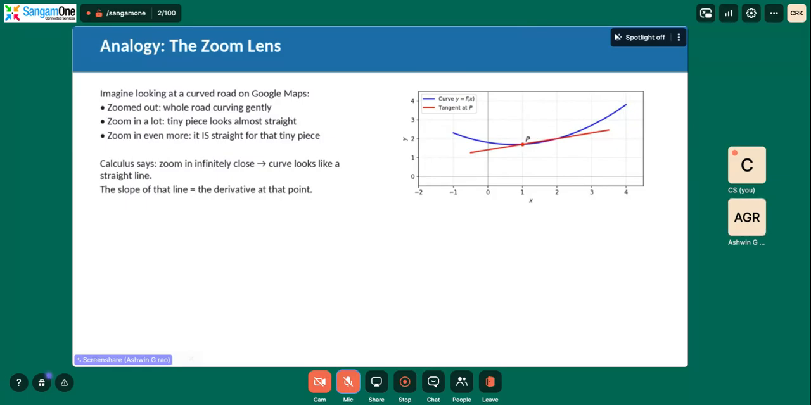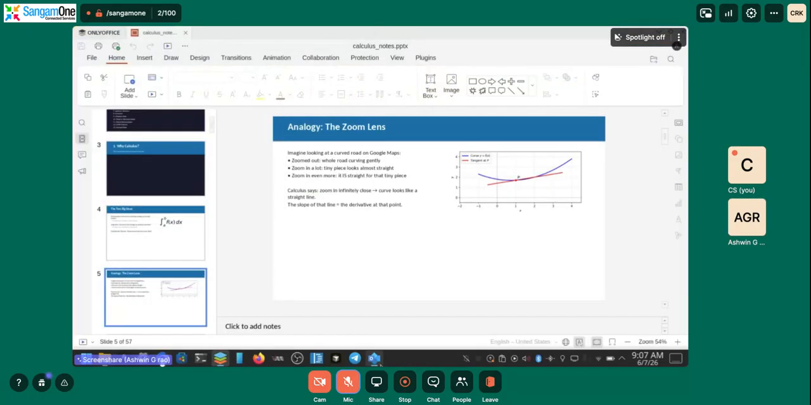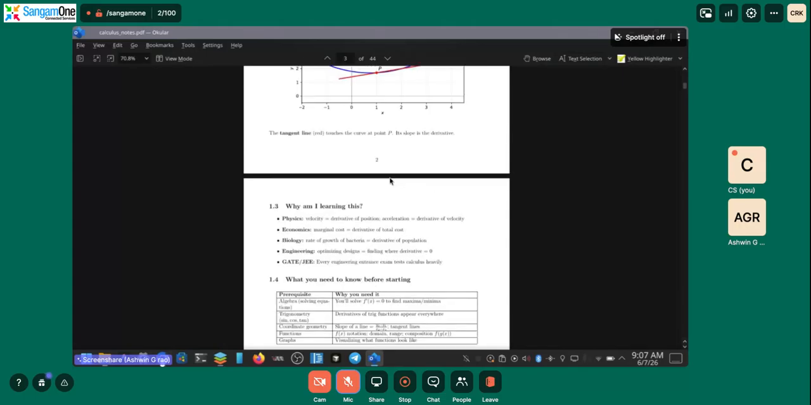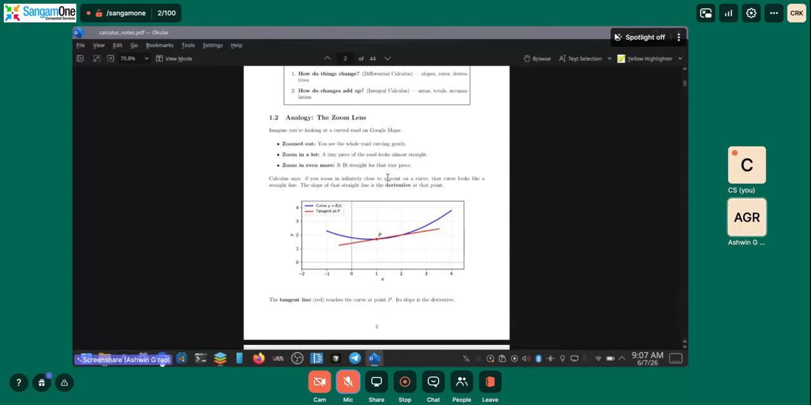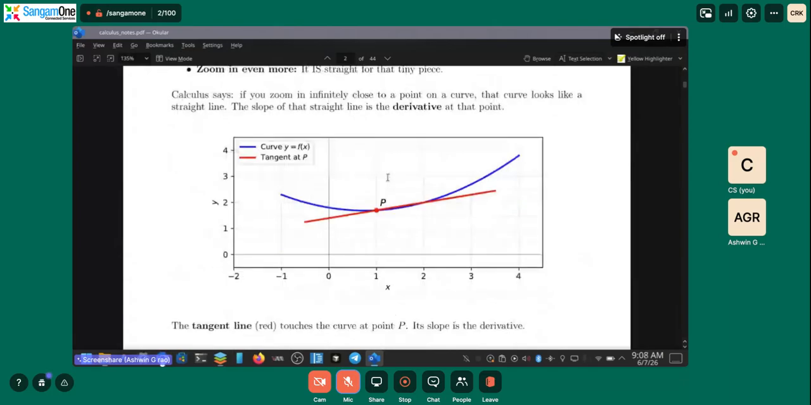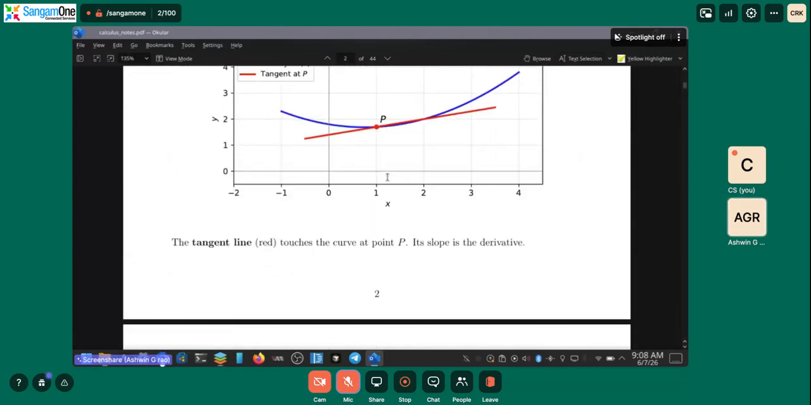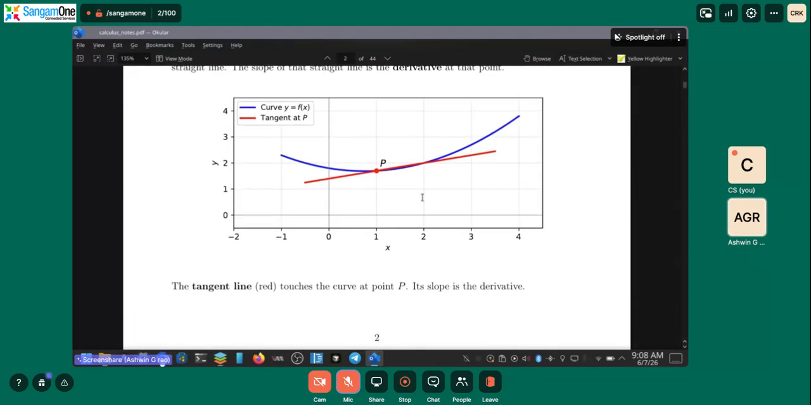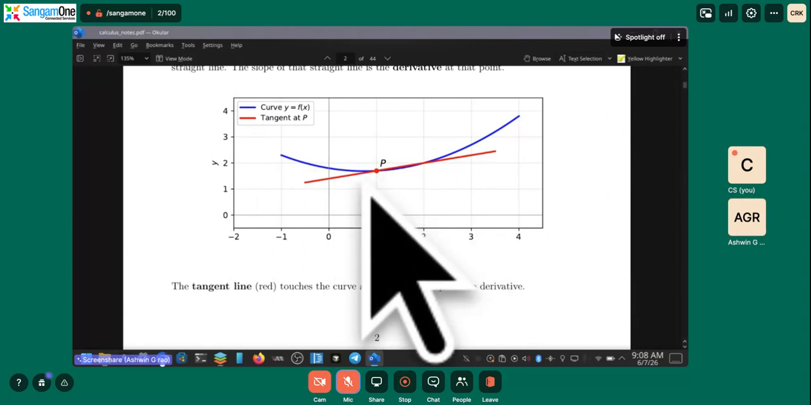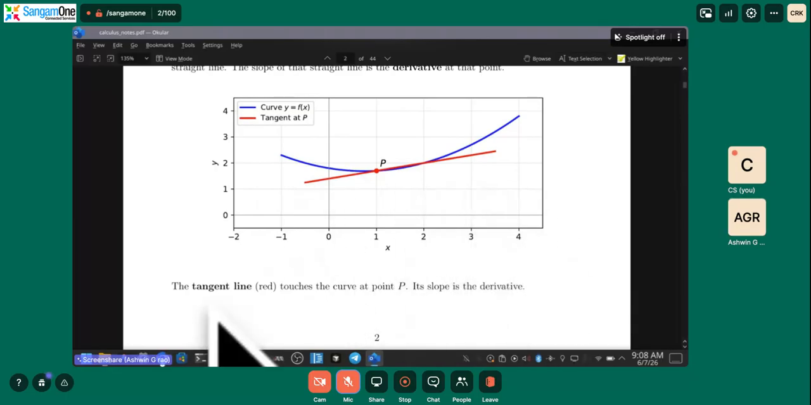As you can see here, this is the curve at that point. This is the tangent line. So what is a tangent? A tangent is the line that touches the curve at a point, a line which is present at the point on the curve.